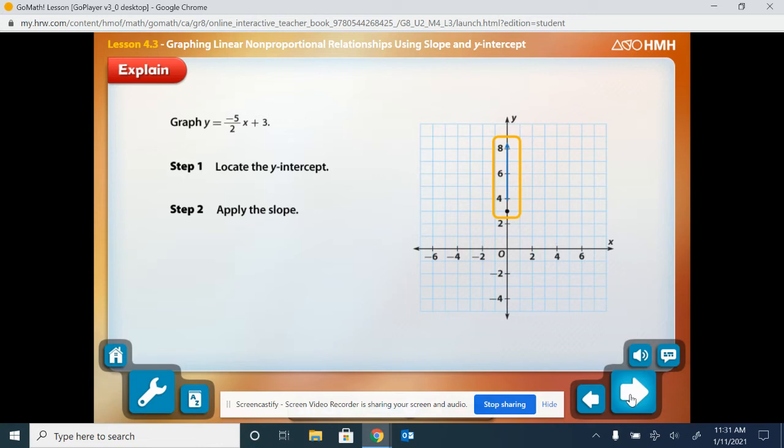Starting at the y-intercept, count up 5, and then move to the left 2, because the slope is negative. Click on the point (-2, 8) on the graph.